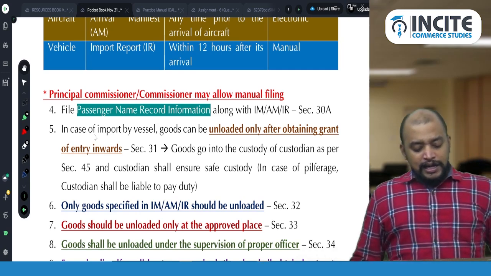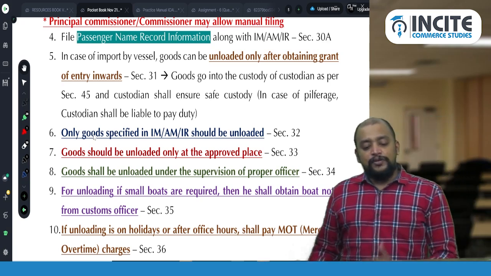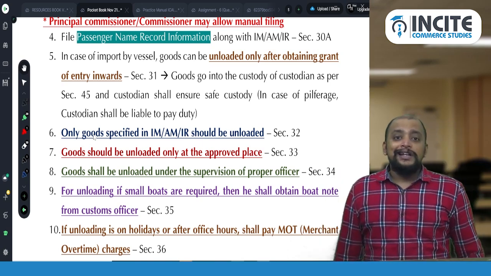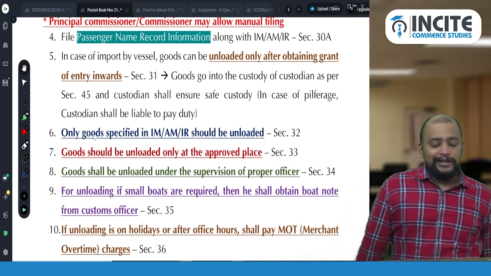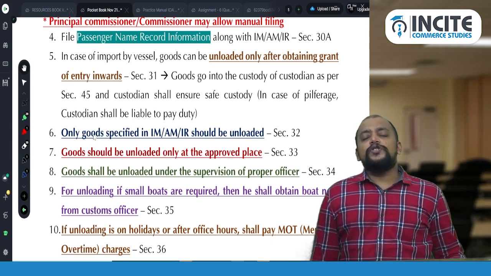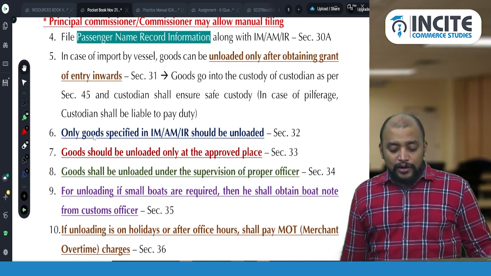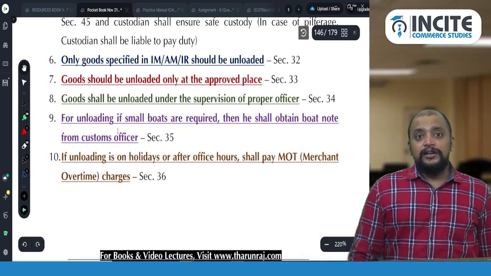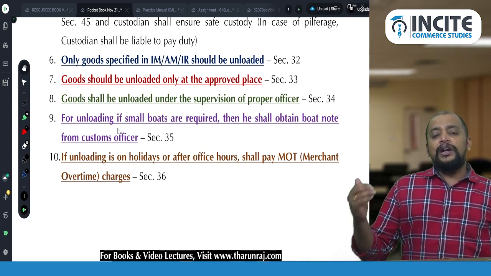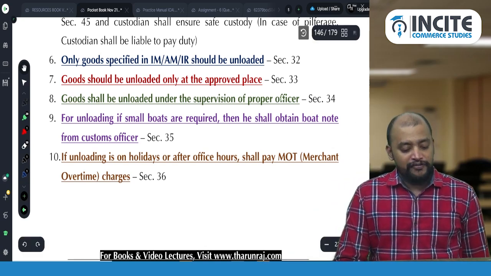Okay. Then in case of import by vessel, goods should be unloaded only after grant of entry inwards. And the goods are handed over to the control of a custodian. That's the reason why when the goods are lost or pilfered, that custodian is liable to pay the duty. Okay. Then only goods specified in the arrival manifest, import manifest or import report are to be unloaded, and other goods should not be unloaded. And goods should be unloaded only at the approved place, no other place, and under the supervision of the proper officer.